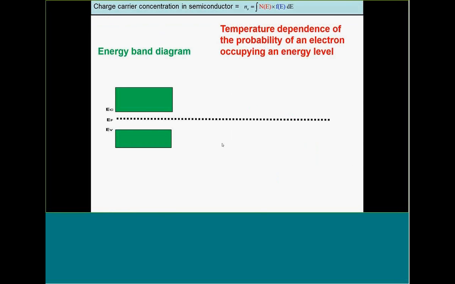So now what happens to the probability of an electron occupying an energy level if there is any change in the temperature? Because just now we know that the concentration of the charge carriers does increase with temperature. So what about the probability of an electron occupying an energy level? Does it change also with temperature? Okay, let's see.